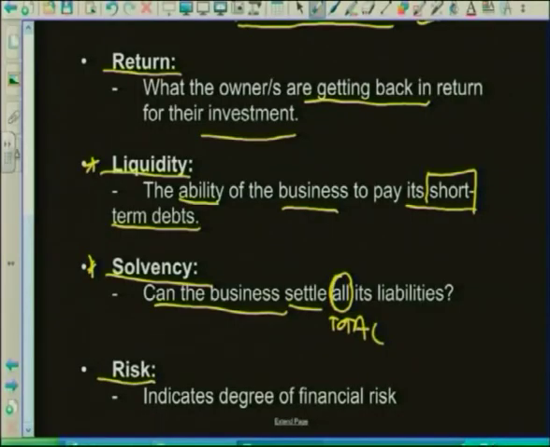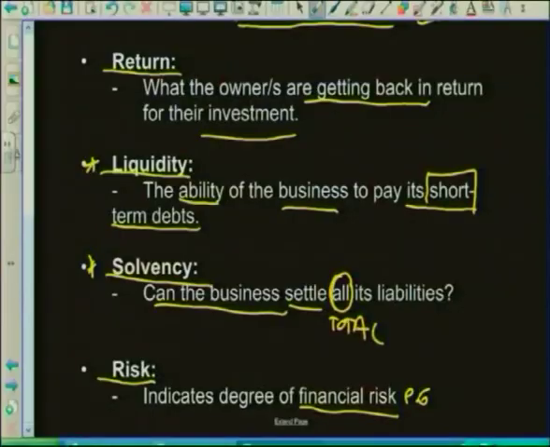The last category that we're looking at is risk. Risk indicates the degree of financial risk. Here we're obviously referring to the business itself. Remember, the business takes certain risk when they, for example, borrow capital. So if I've got a non-current liability, in other words, I've taken out a loan, it is considered to be a financial risk, and you normally have ratios that look at whether it was worth the risk or not.